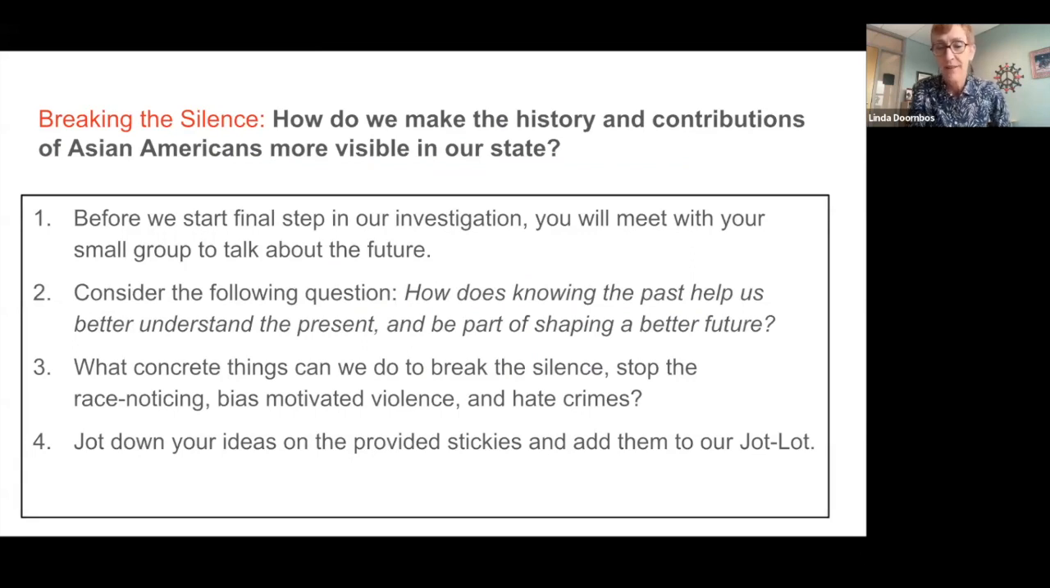So before we start that final step of the investigation, they're going to meet with their small groups. The students will be put into small groups to talk about the future. They're going to consider, how does knowing the past help us better understand the present and be part of shaping a better future? What concrete things can we do to break the silence, stop the race noticing, bias-motivated silence and hate crimes, and then put down some of their thoughts and stickies into what we would call a jot lot.